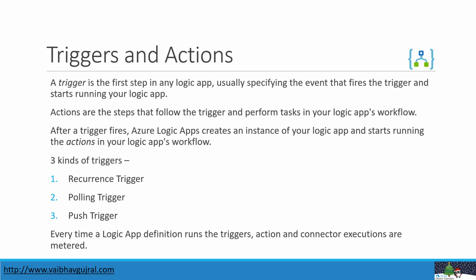Push trigger. This trigger waits and listens for new data or for an event to happen. When new data is available or when the event happens, the trigger creates and runs new instances of your Logic app, which can now use the data that is passed as input. Every time a Logic app definition runs, the triggers, actions, and connector executions are metered, and that is how Logic apps are priced.